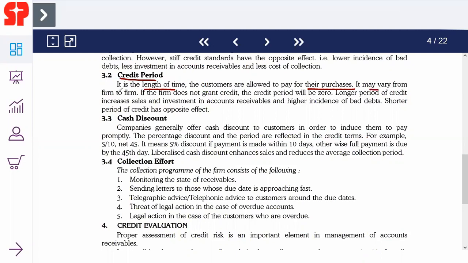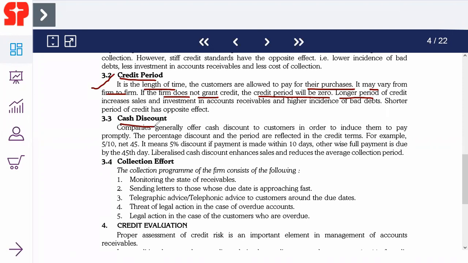So it may vary from firm to firm depending upon their policy. A firm that does not give credit is known as having a zero credit period. You cannot give a longer credit period because again a disadvantage will be there. There will be blockage of funds and a higher incidence of bad debts. So this is the next thing which you have to see, the credit period.